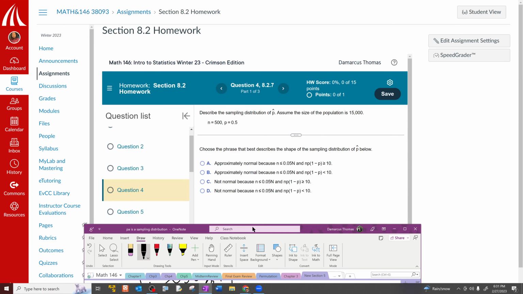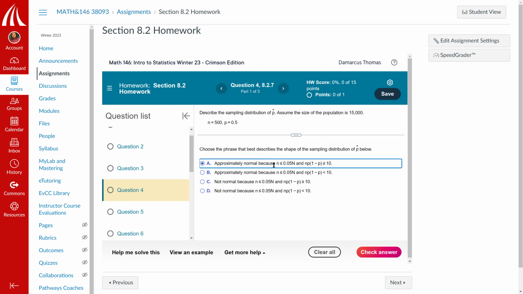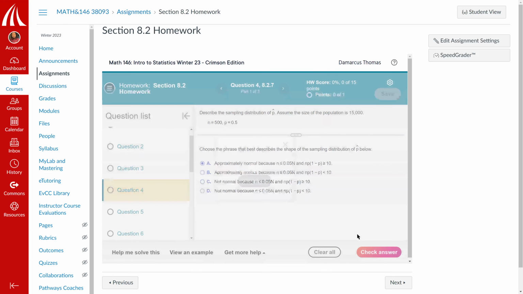So let's go through this. N must be less than or equal to 5% of the population, and also n times p times 1 minus p must be greater than or equal to 10. So it has to be approximately normal, the sample size has to be at most 5% of the population, and n times p times 1 minus p must be greater than 10. Let's check. Good.